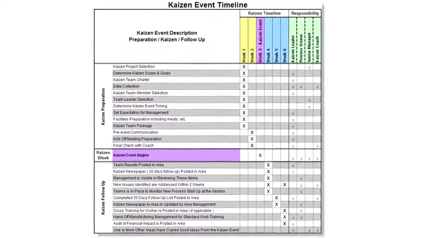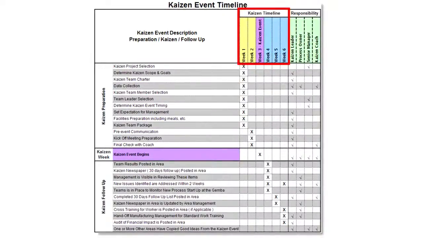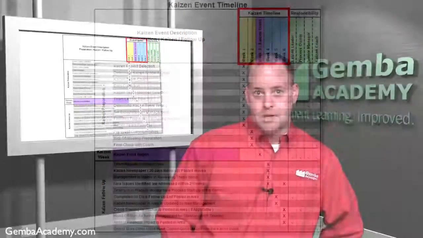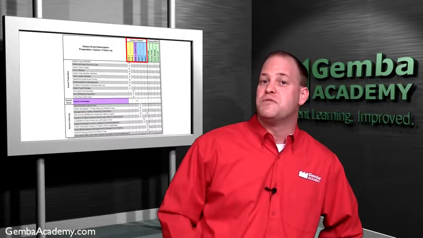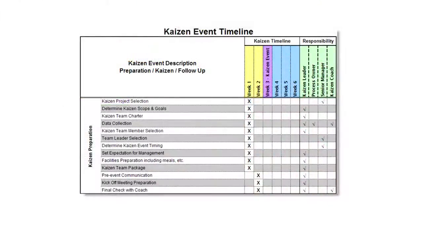Now, as you see here, we list out 6 weeks of activity. Now, 2 of the 6 weeks are focused on preparing for the event, 1 week is the event itself, and 3 weeks are for post-event activities. Now, we'll dig deep into each of these areas, but for this module, we're going to focus on the first 2 weeks of the Kaizen event timeline.